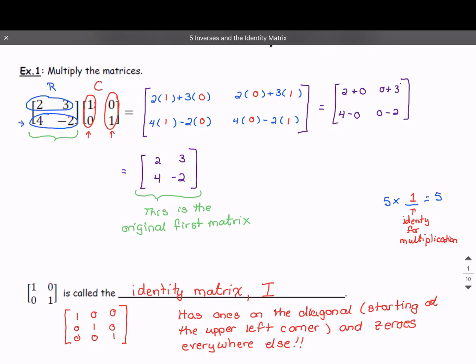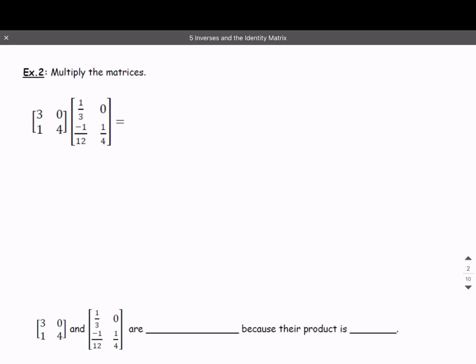Okay, so it doesn't matter what size matrix you need. Now notice it's going to be square. Doesn't matter what size, but you'll be able to now find the identity matrix. Let's multiply these two matrices. So again, from the first matrix, we're going to take the rows, which are 3, 0, and 1, 4. And from the second matrix, we take the columns, just like RC Cola, rows then columns first.